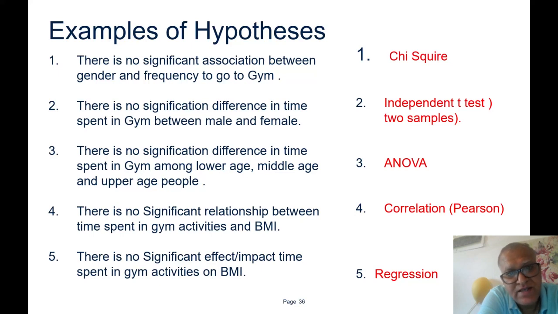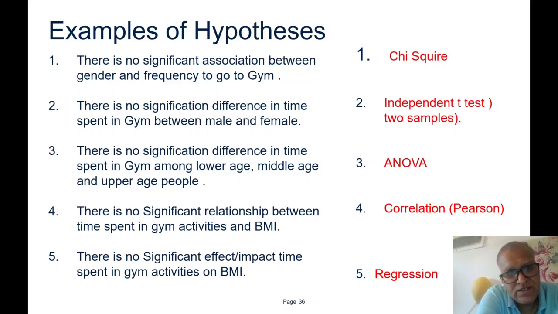There is no significant difference. The second null hypothesis: there is no significant difference in time spent in the gym between male and female. One variable, which is time, is metric or numerical, and the second variable, male or female, is nominal categories. So you are comparing time spent by males with the time spent by females. You are comparing two means between two groups. The test for two-group comparison is the independent t-test of two samples.